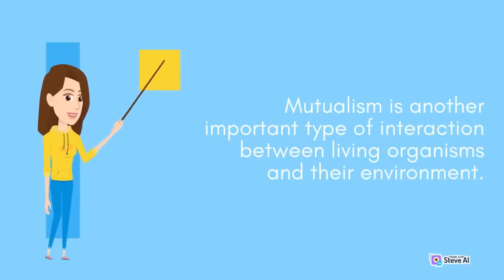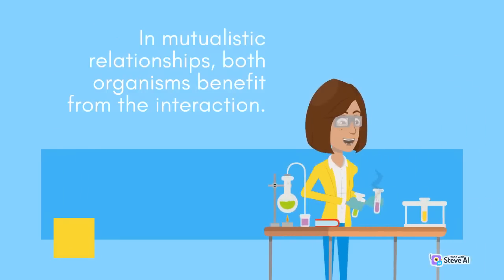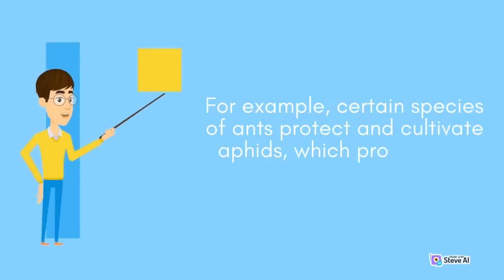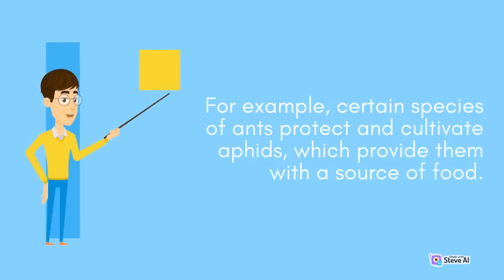Mutualism is another important type of interaction between living organisms and their environment. In mutualistic relationships, both organisms benefit from the interaction. For example, certain species of ants protect and cultivate aphids, which provide them with a source of food.